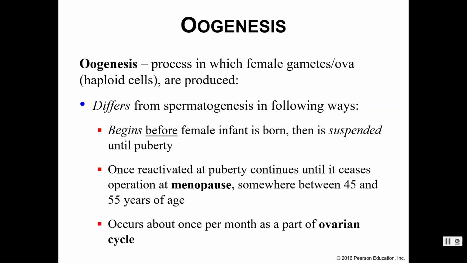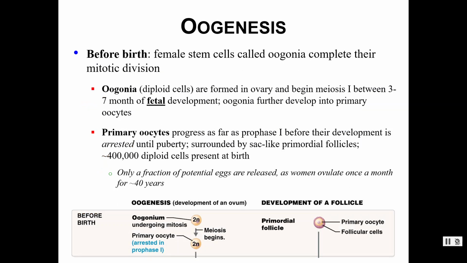Now, once we pick up at puberty, once we reactivate this whole process, we are going to do this every month, as part of the ovarian cycle to create that fully functional egg. So, the part that happens before birth, we have female stem cells. They are called oogonia. They complete their mitotic division.